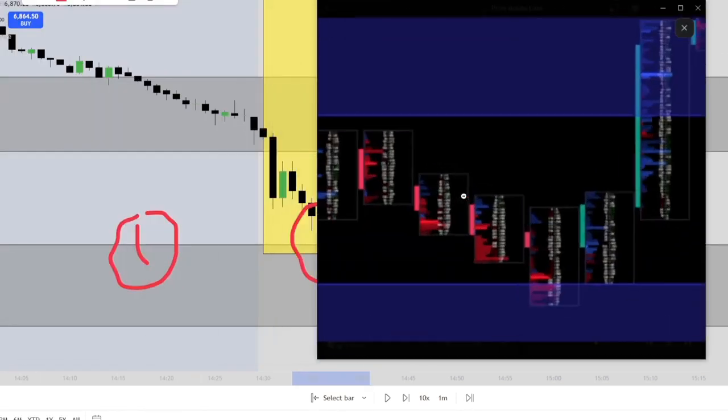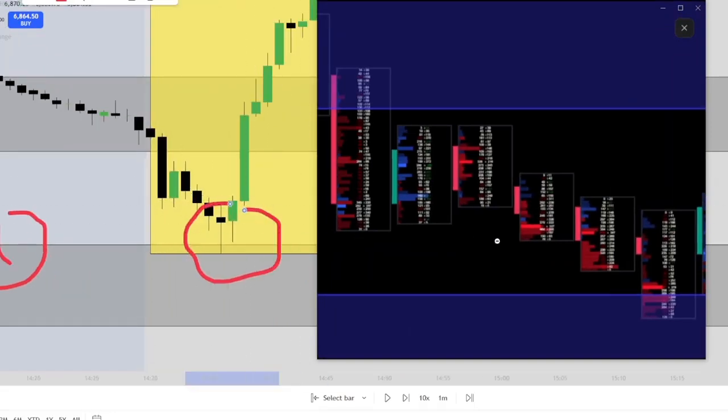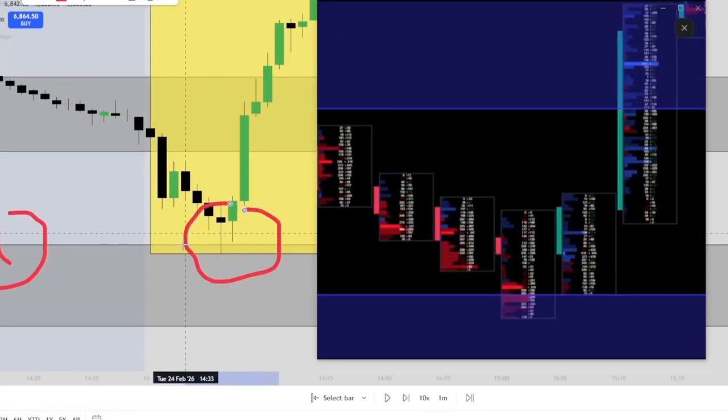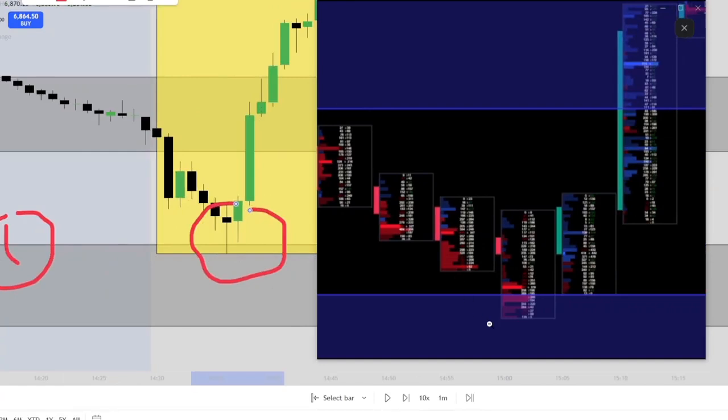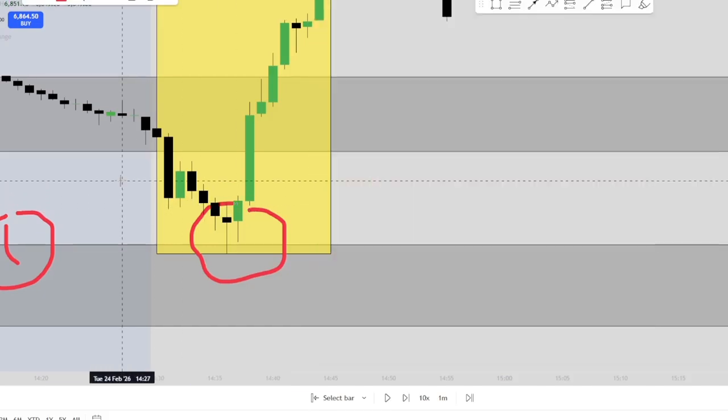Now, we've been through this. I've been through this on the channel a lot of times. But this rejection of key level 1 was here. Now, what is this? What does this actually represent? What do the footprint charts tell us?